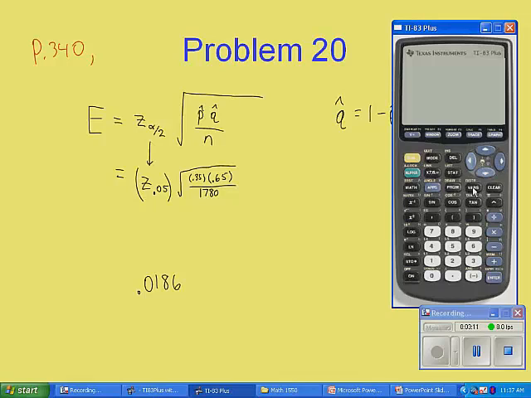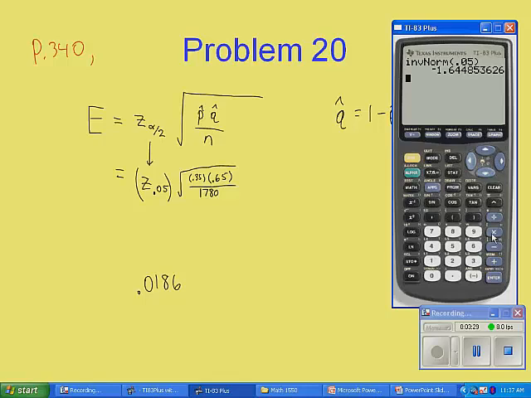Thank you. Second, bars. Distribution. Inverse norm, because I want a z-score of 0.05. And I could draw the picture again, but you guys get it, I think. So that's my z-score, right? Plus or minus that are the two z-scores.